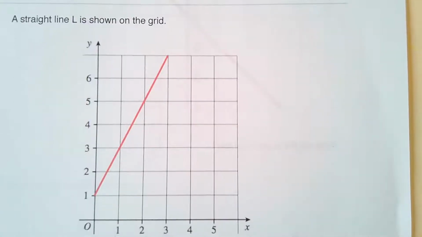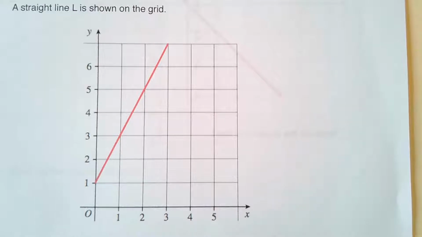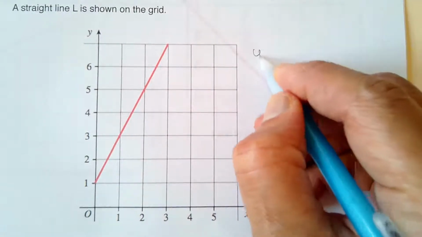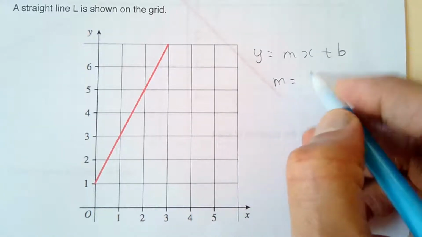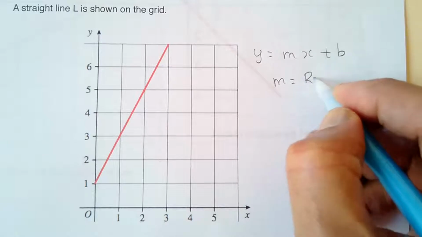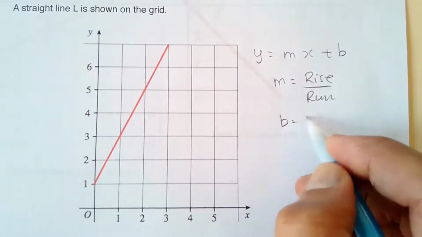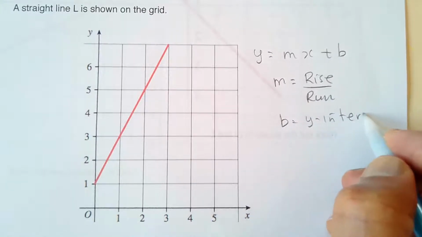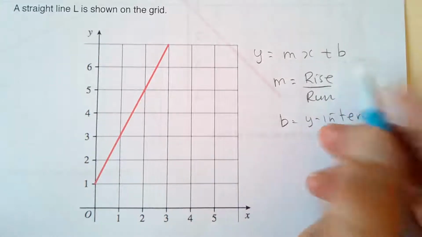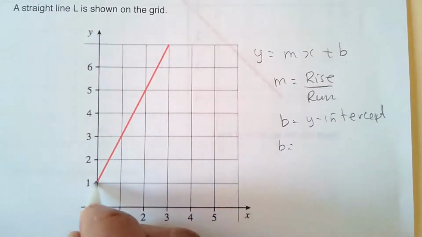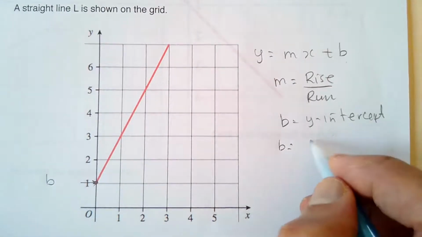Okay, let's look at another one. You're asked to find the equation of this line. So remember, y is equal to mx plus b. M is your rise over the run, and your b is your y-intercept. Firstly, we want to find b. So b is equal to where it crosses the y-axis. This is my b. So b is equal to 1.